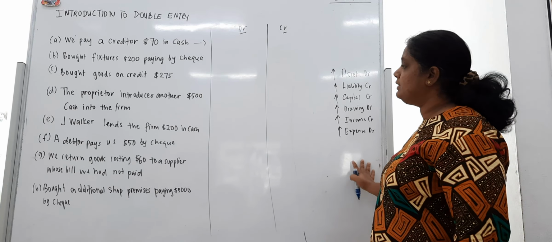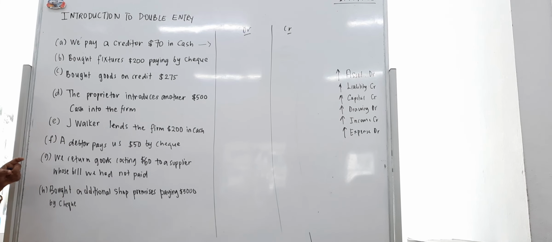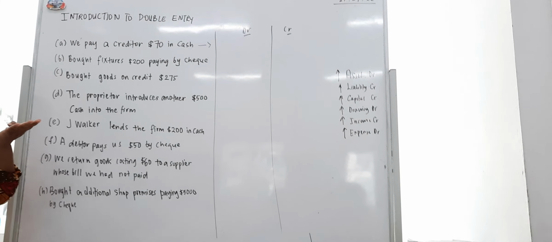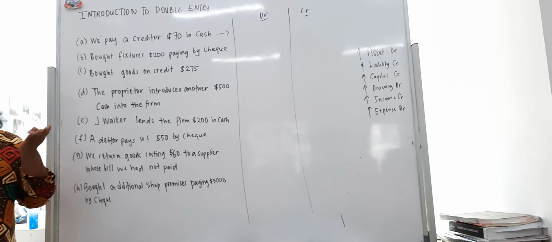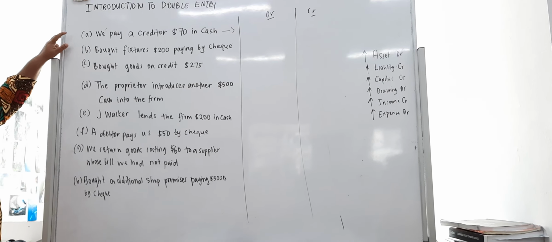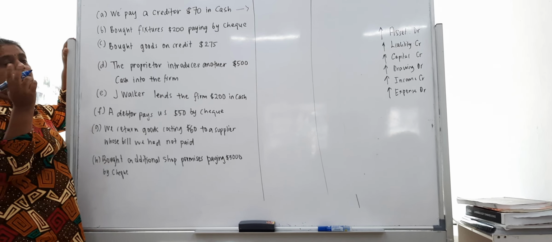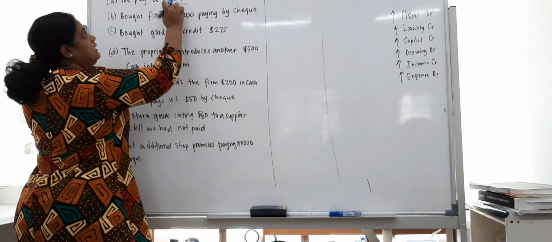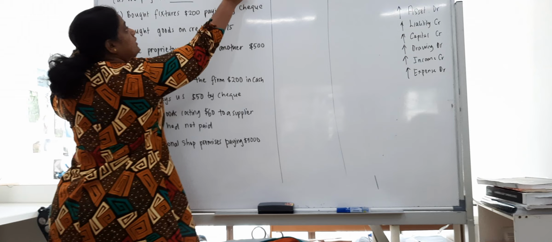Now, let's look at this. We pay a creditor. Now remember, every transaction there must be a debit and credit to balance it. Remember, accounting is all about balancing. So everything needs to have a debit and credit. Now look at this. We pay a creditor 70 in cash. What are the 2 accounts here? Creditor, cash. Creditor is an asset or liability? Liability. Cash is an asset.